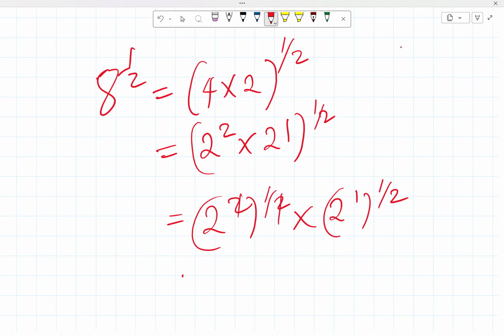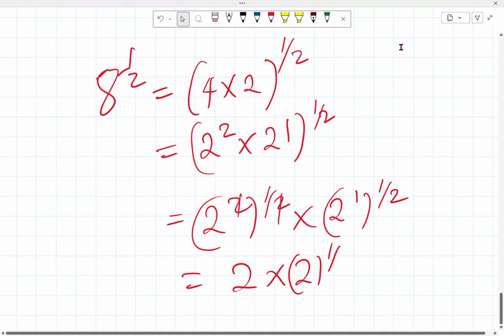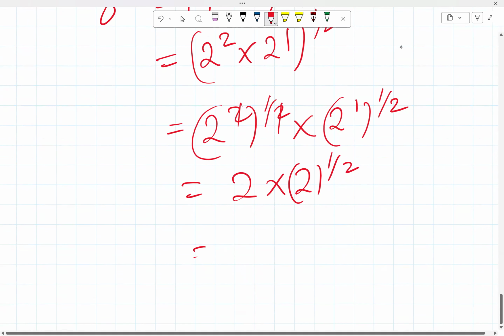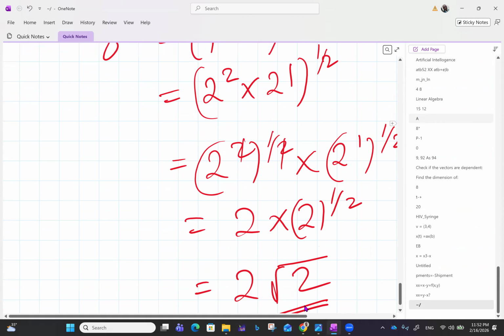So 2 cancels 2 here. So we have 2. And for this one, it's just 2 raised power half. And then we can leave it as that square root, right? That will just be 2 root 2. So that's all we can do with that.